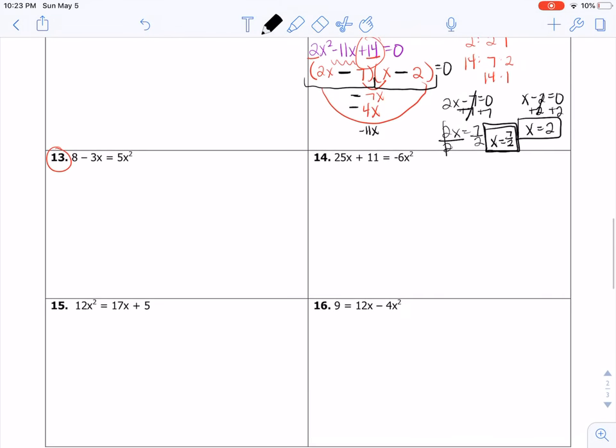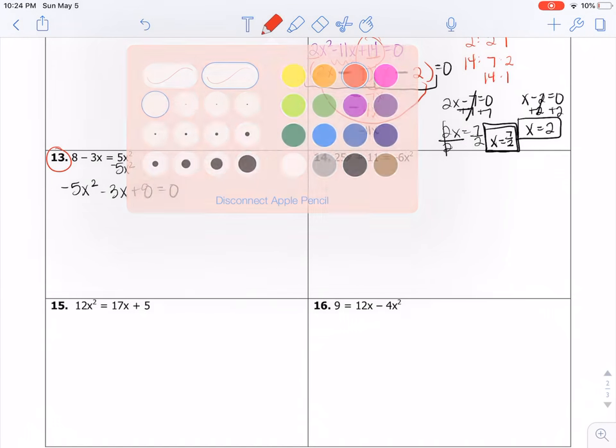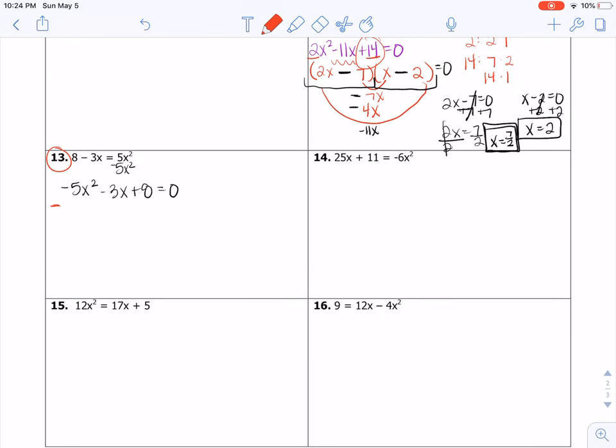Okay. So same thing, last one I'm going to do for you guys is 13. I'm going to subtract 5x squared. And so I have -5x squared minus 3x plus 8 equals 0. The first thing I want to do is factor out a negative. And so I'm going to have -5x squared plus 3x minus 8 equals 0. Now I can go ahead and factor.